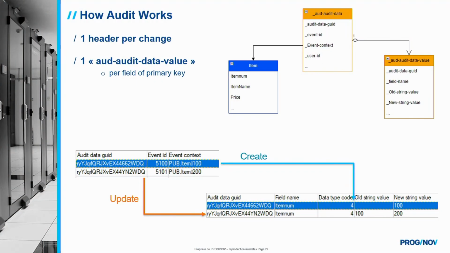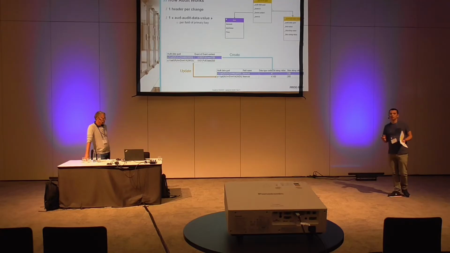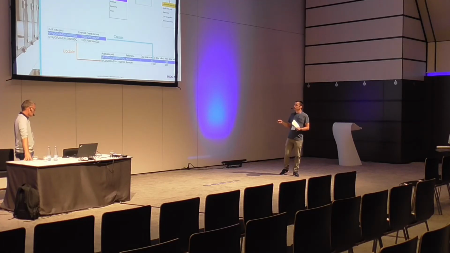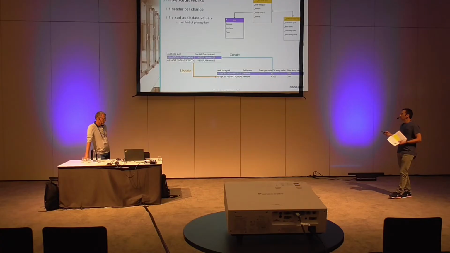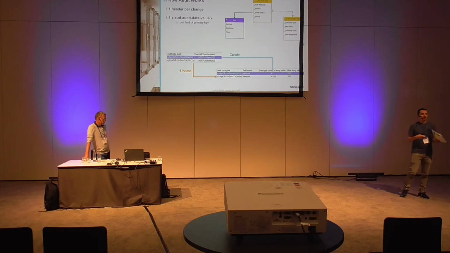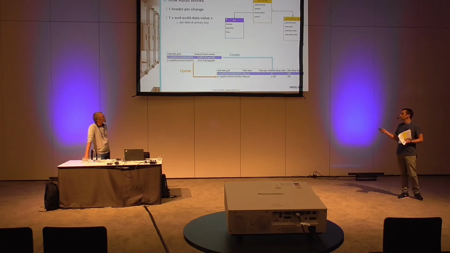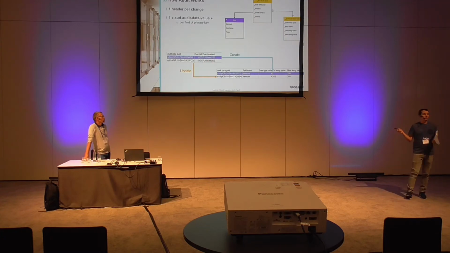And then when we make a change in our item table, this will add a new record in audit data VST. This record is a header that describes the changes. There are two important fields here. The event ID gives us the type of change, whether it's a create, update, or delete, depending on its value. And the event context contains information about the records that have changed. So there is the table name here, item, and the value of the identifying field, 100 here.